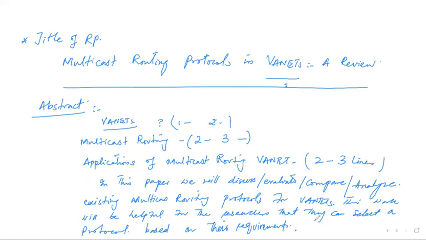So this is actually the abstract of this paper. For example, this is 2 lines, 3 lines, then 3 lines. So you have almost 7, 8, 9, 10, 11, 12. So almost a 10 to 12 line abstract is written for this research paper.